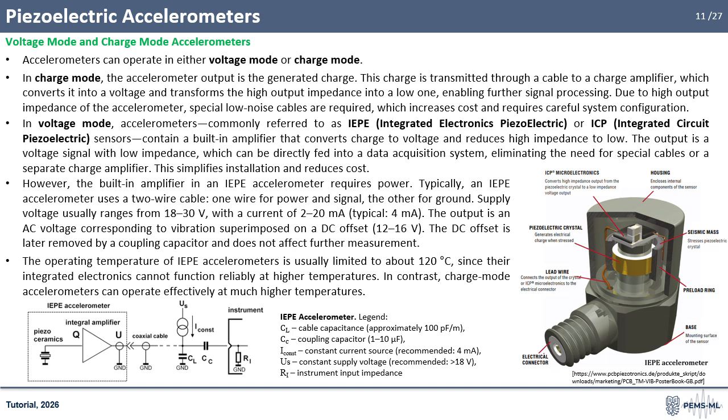IEPE accelerometers require power, typically supplied through a 2-wire cable, with one wire carrying both power and signal and the other serving as ground. Their operating temperature is usually limited to about 120 degrees Celsius due to the integrated electronics, whereas charge mode accelerometers can operate reliably at much higher temperatures.